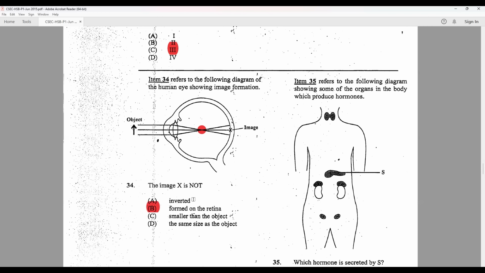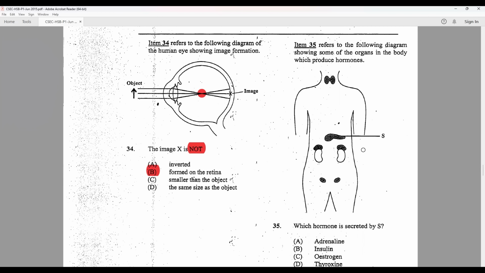So B, inverted, it is inverted. If you follow the lines, you see the lines cross over. So this is inverted. All right? So inverted is wrong because they ask not. Smaller than the image, if you just measure this, you'll see it lines up. The same size as the image. All right, so formed on the retina.